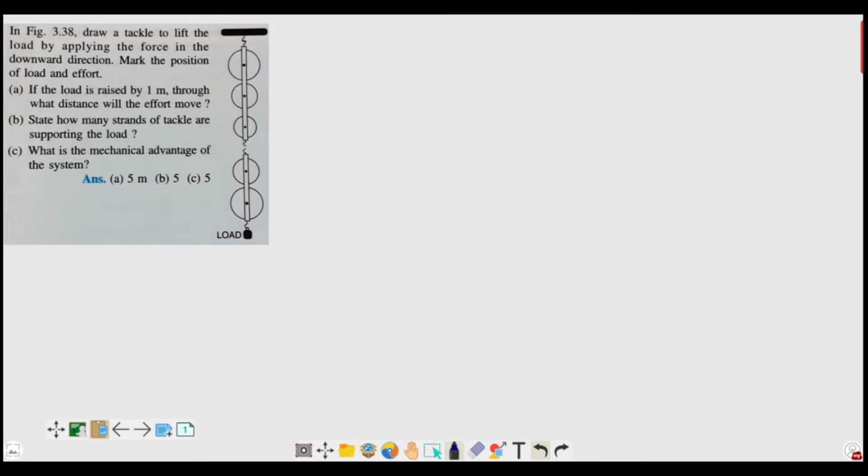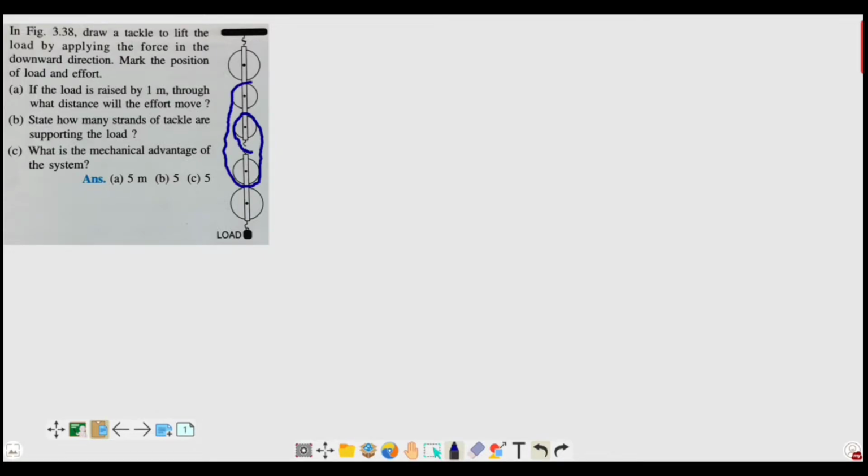Now students, let's solve this one. Draw a tackle to lift the load by applying the force in the downward direction. Mark the position of load and effort. Now, how to first deal with the direction? See.